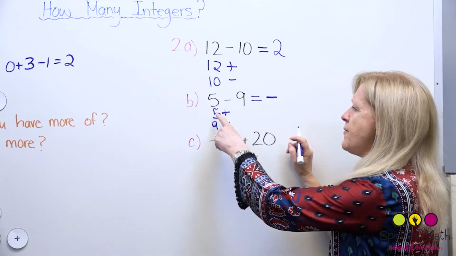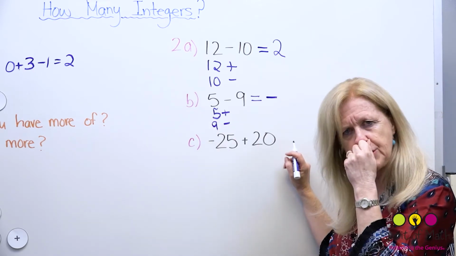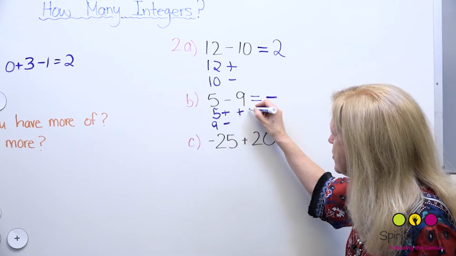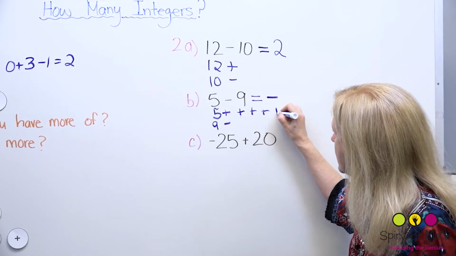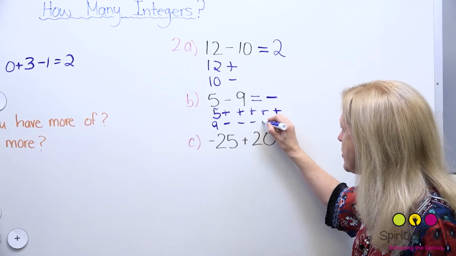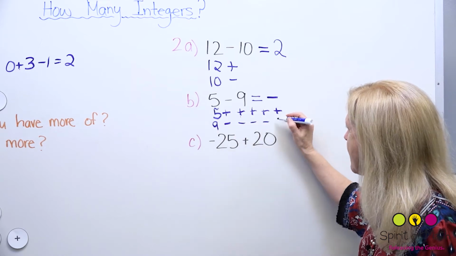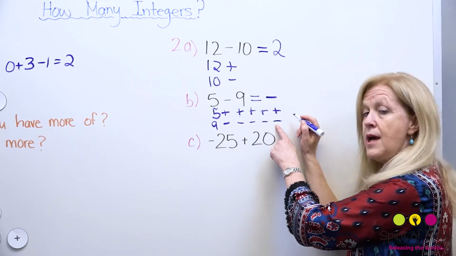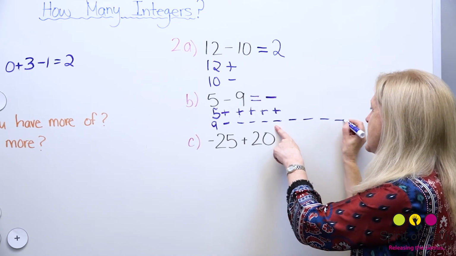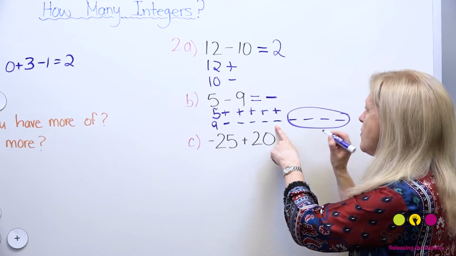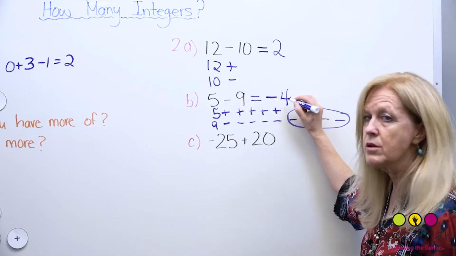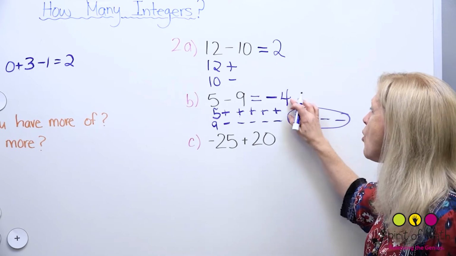You have to count from 5 up to 9, and if you're not too sure, what you can do is you can say, well, 1, 2, 3, 4, 5, because there's 5. Okay, now to get up to 9, you say 6, 7, 8, 9. And notice that's 4 more. 1, 2, 3, 4. So the answer is negative 4. There's more negatives, 4 more.